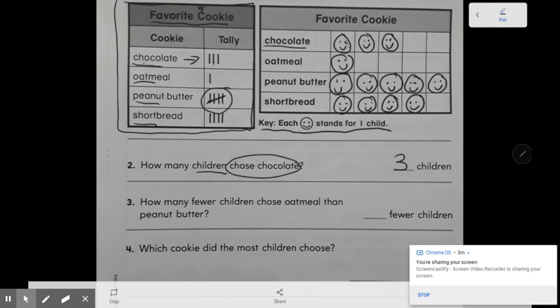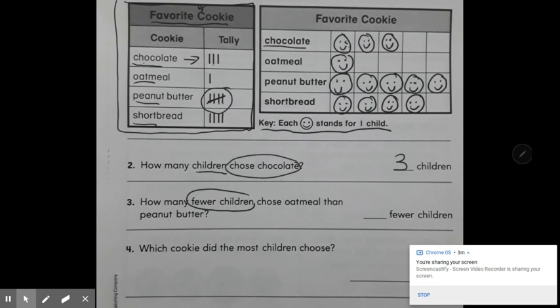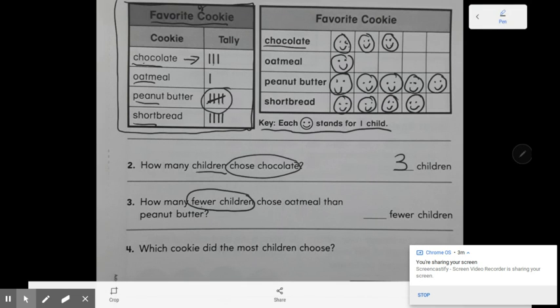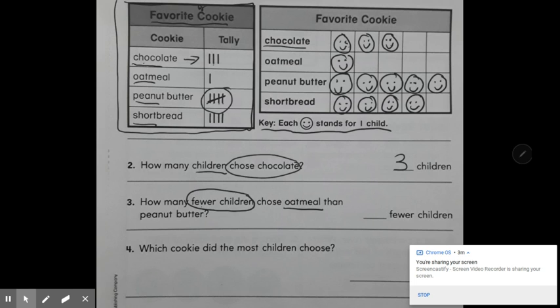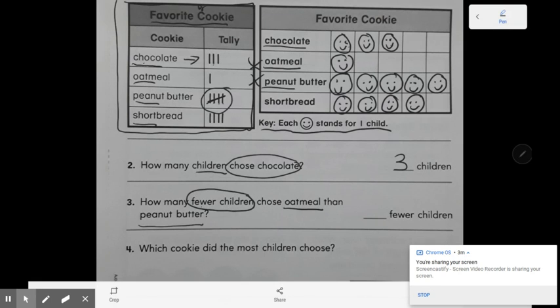Then my next question says, how many fewer children, look at the word fewer, fewer means less. How many fewer children chose oatmeal than peanut butter? So that means that I'm going to be looking at the oatmeal and peanut butter. These are the two that I'm going to be looking at. And I want to know how many fewer chose oatmeal. That means I know that oatmeal was less. Basically, they're asking you for the difference. So you can do it in 2 ways.